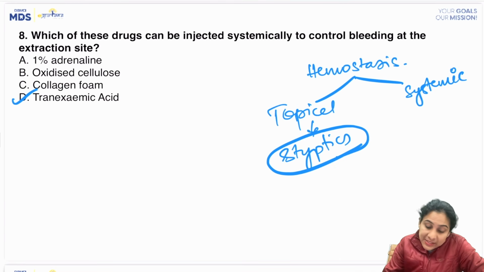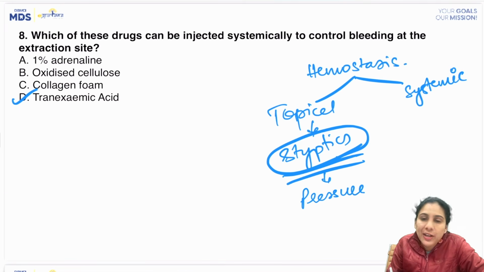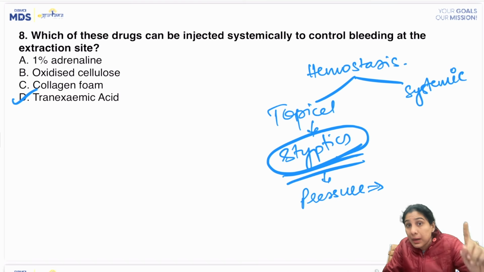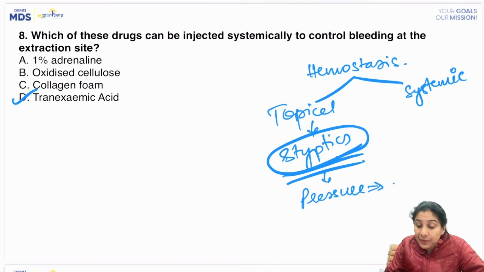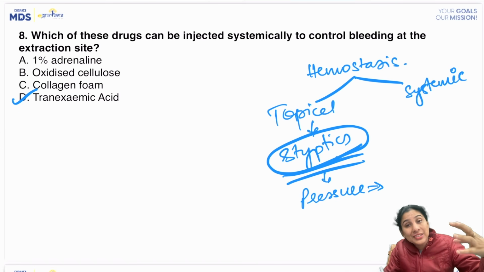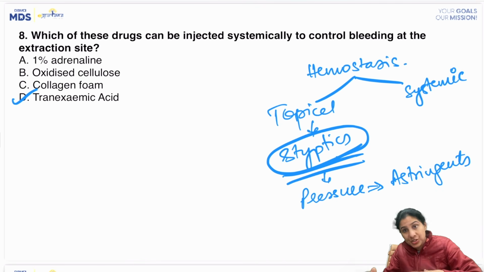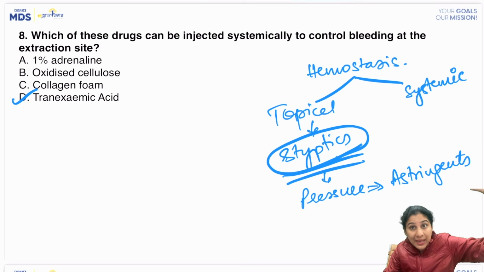Styptics are always given locally. What are the examples? You give pressure. Pressure is not really a styptic, but with that pressure gauze, you can give adrenaline, which is not advisable because it will cause rebound bleeding. Or you can give certain other drugs like tannic acid and zinc chloride, all these astringents which used to be used in previous times.